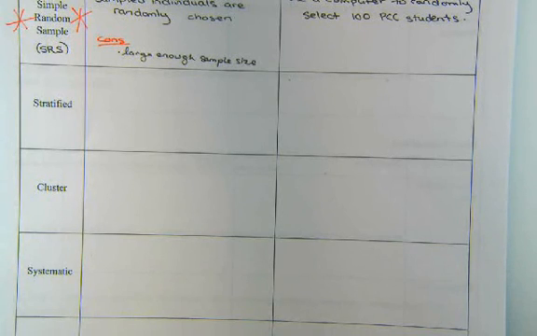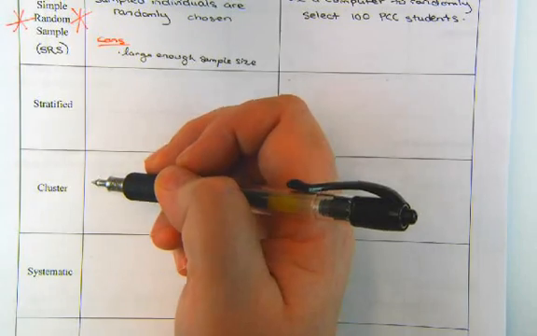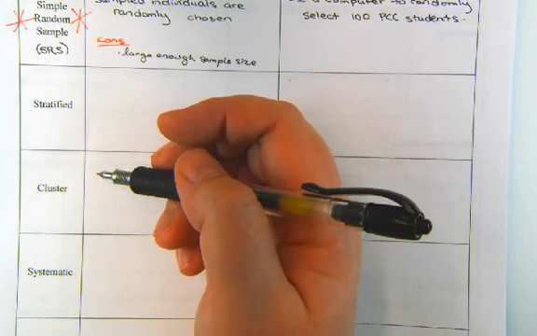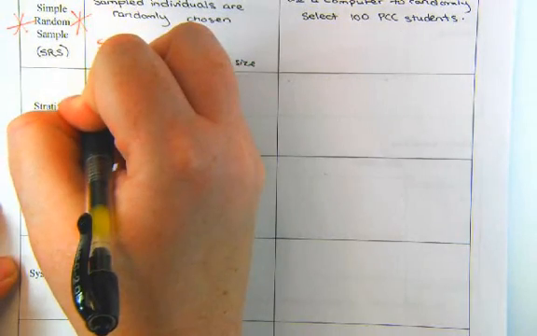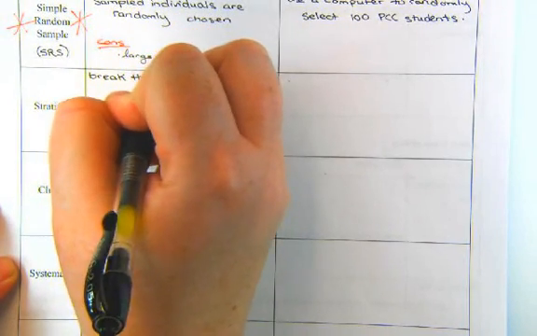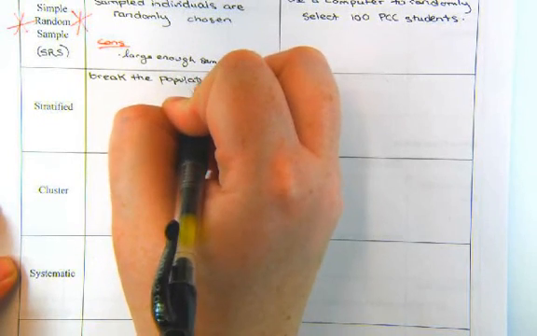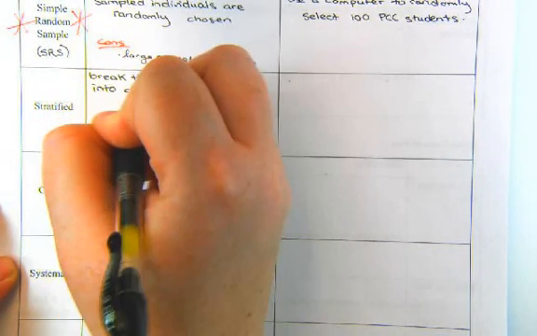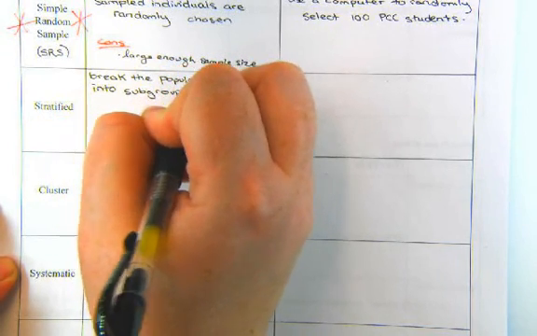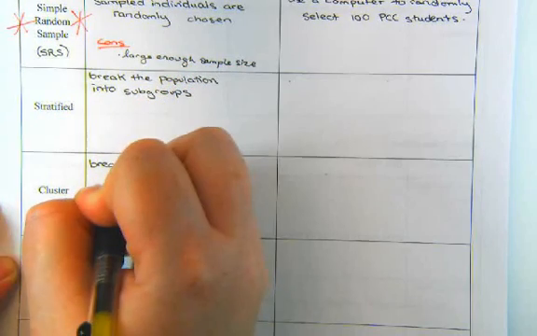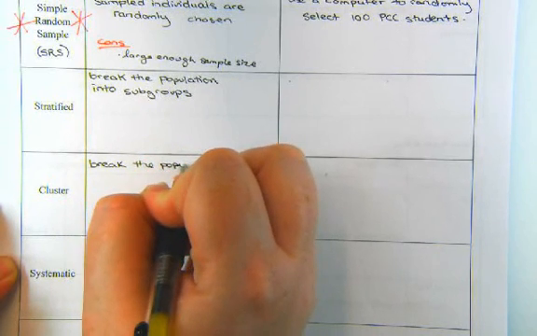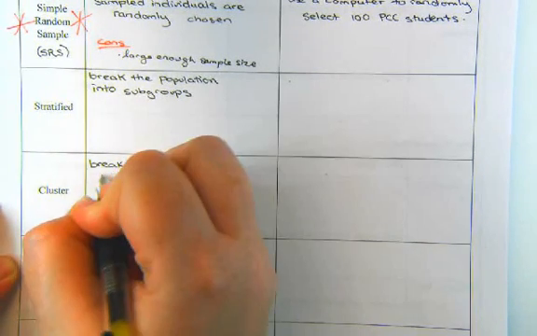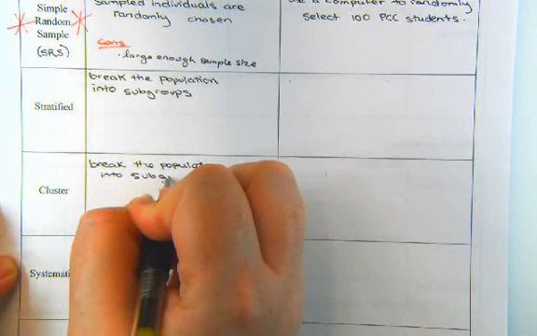The next two, stratified and cluster, I want to talk about at the same time, just because they sound very similar and they're commonly mixed up with each other. Both of them work with the idea of taking our population and breaking it into subgroups. So for both of these, we're going to break the population into subgroups. So we take our population, put it into subgroups. Same thing with cluster. We break the population into subgroups, and we'll talk about ways to do that.